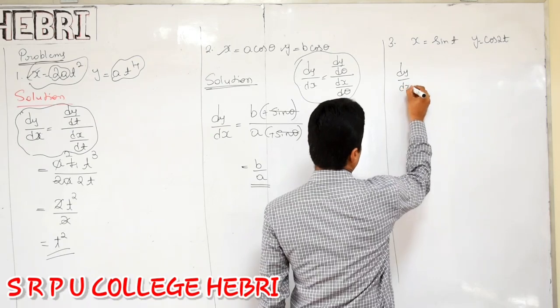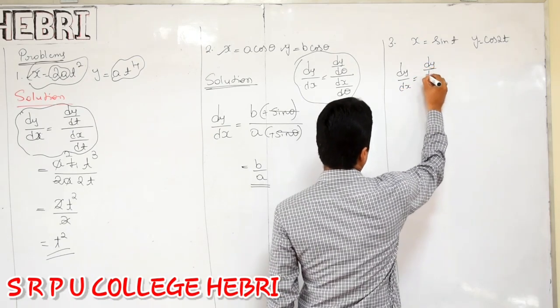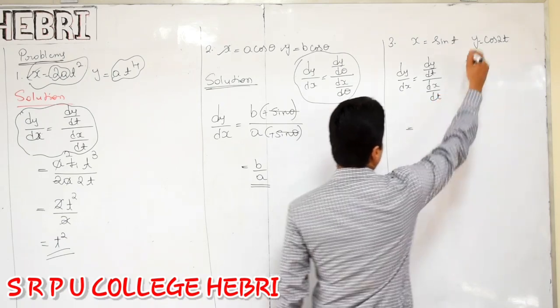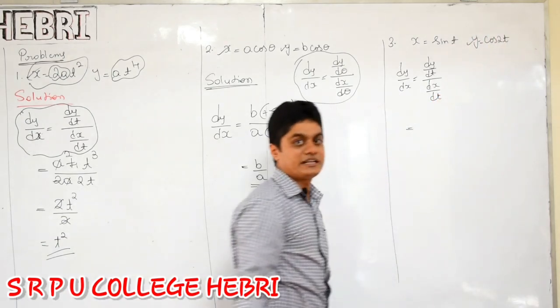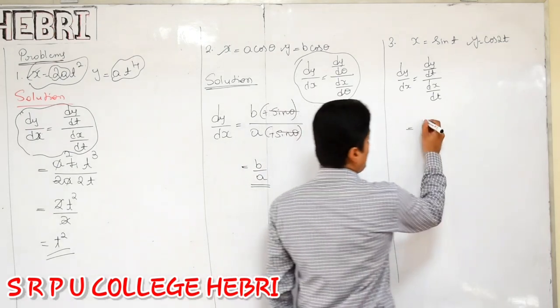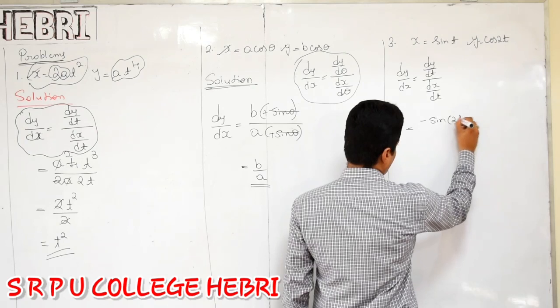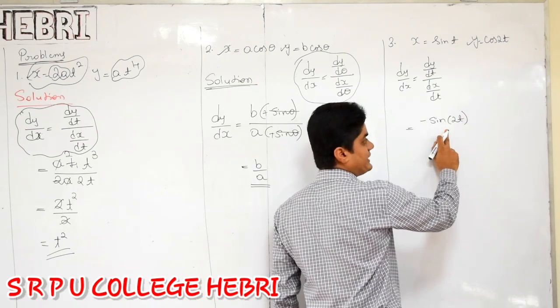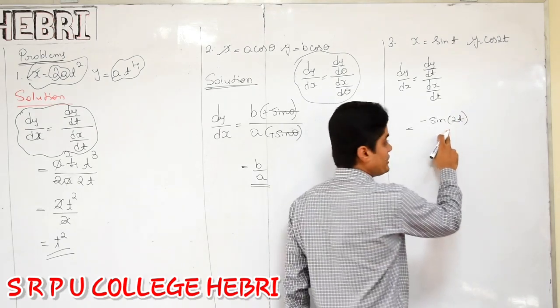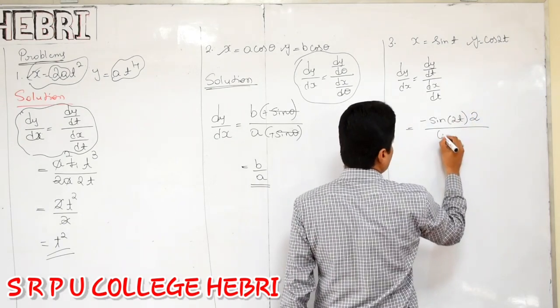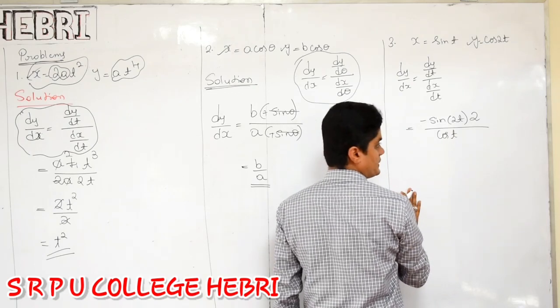dy by dx is equal to dy by dt divided by dx by dt. What is y here? Cos 2t. What is the derivative of cos 2t? Differentiating cos, you know, gives minus sine 2t, into, don't forget the next one, you have to differentiate 2t. What is the differentiation of 2t? 2, divided by the differentiation of sin t, you know, cos t, right?